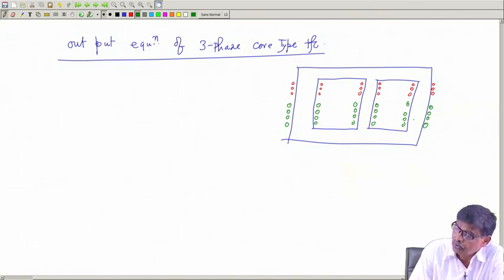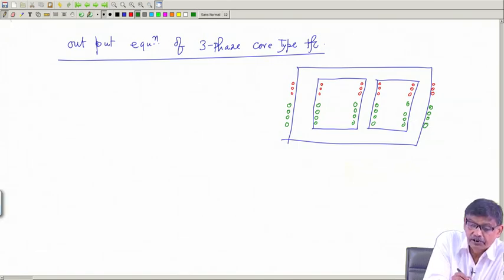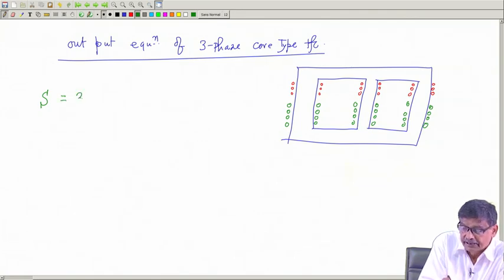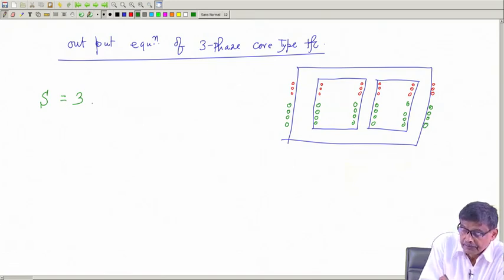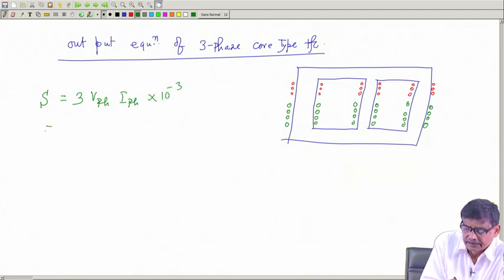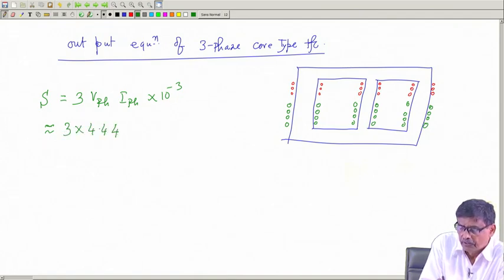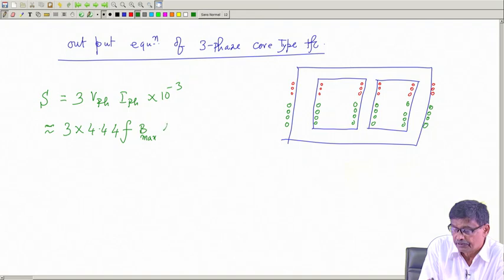So, you start with this thing, that is the kVA rating of the transformer is 3 times voltage into current, say in terms of primary. So, 3 V phase I phase into 10 to the power of minus 3. This is the kVA rating, and then you write this is nothing but 3 into 4.44 f phi max, you write B max as usual into A i net, which becomes equal to S f into A i gross.